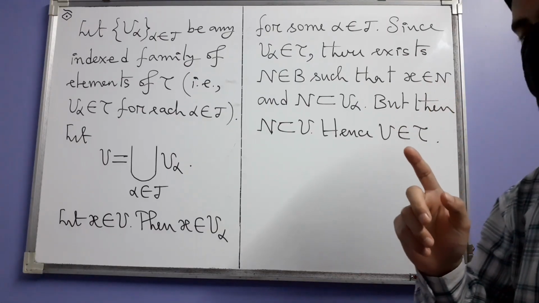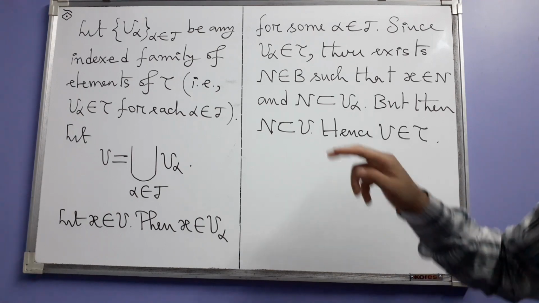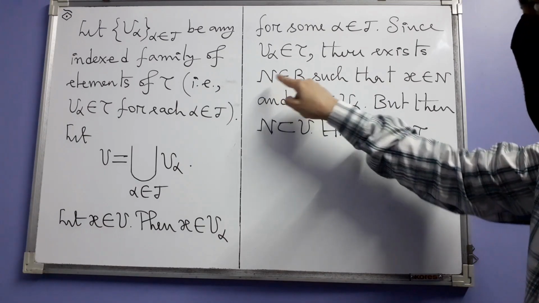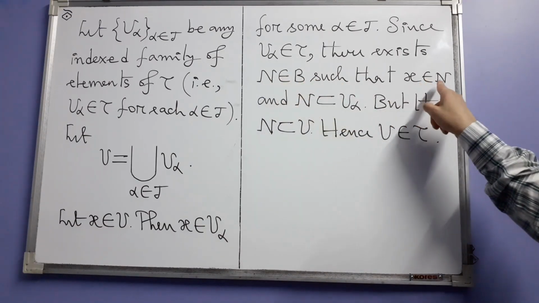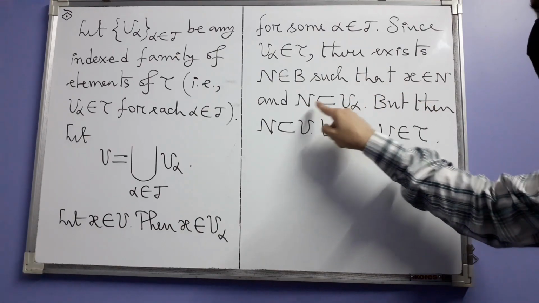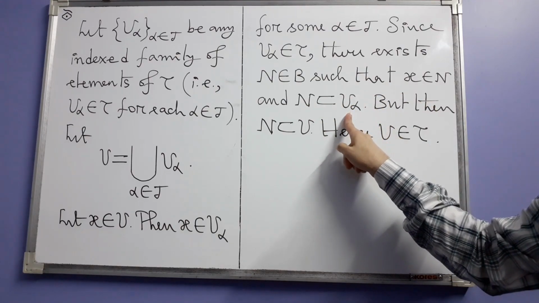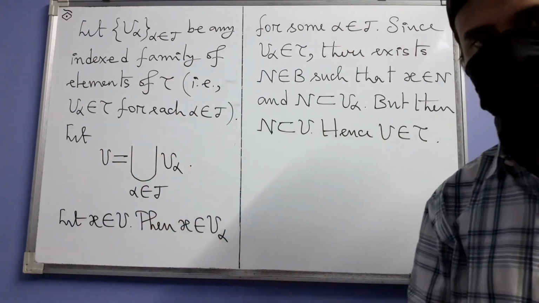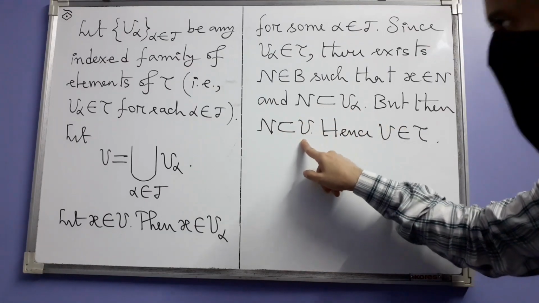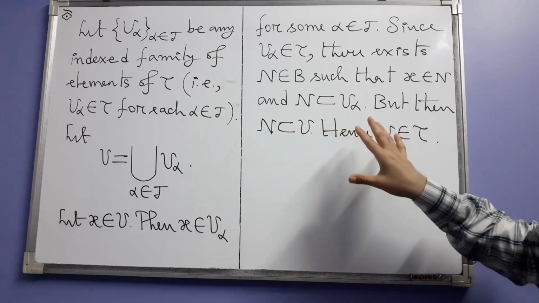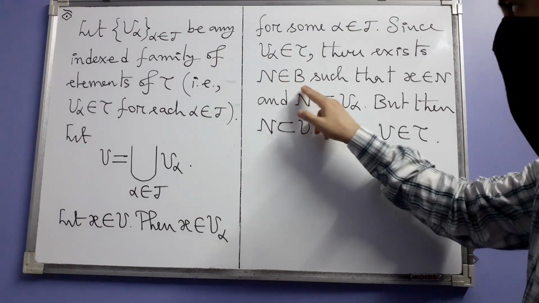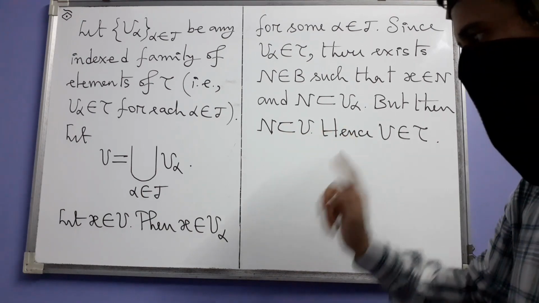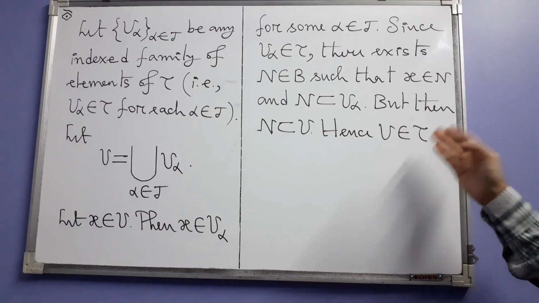Now each such U_alpha belongs to tau, so the condition that we have on the elements of tau would be true for this U_alpha. That means for this point x in U_alpha, there exists a basis element N in B which will contain x and will itself be contained in U_alpha as a subset. But each U_alpha is contained in U because U is their union, so this N is also contained in U. So we have ended up finding a basis element N which contains x and which is itself contained in U. So that is why U is an element of tau.